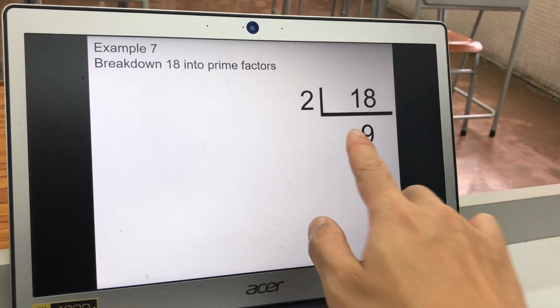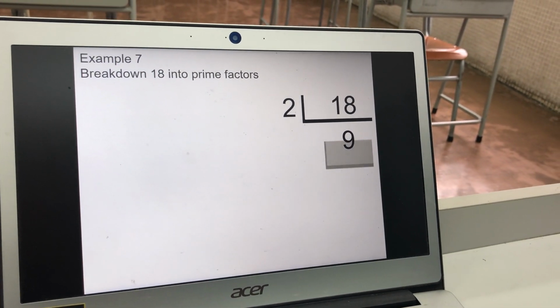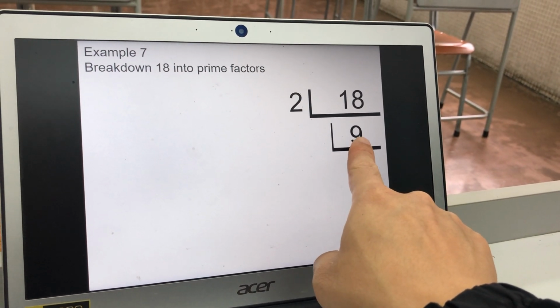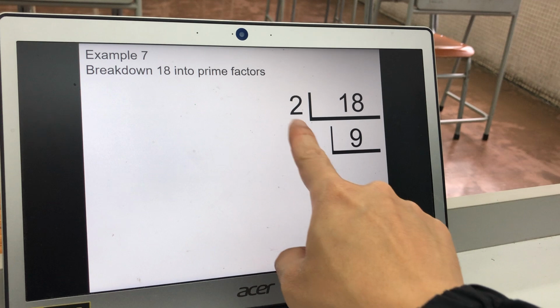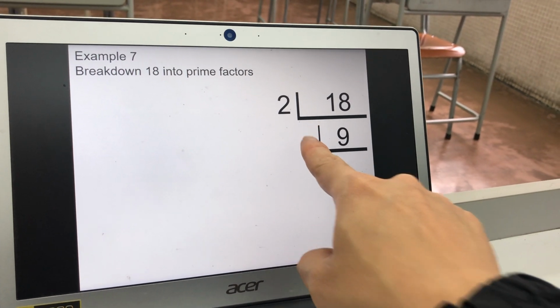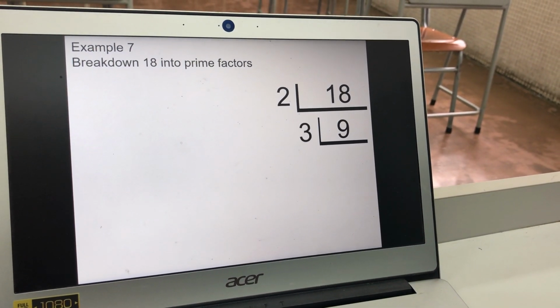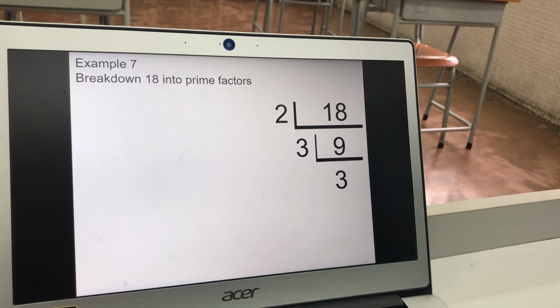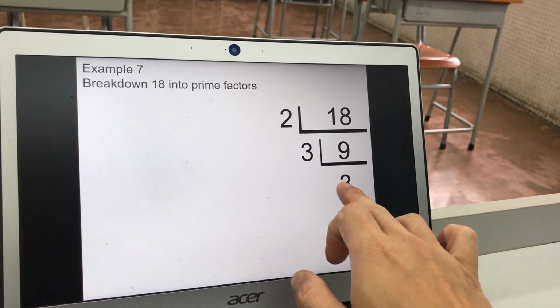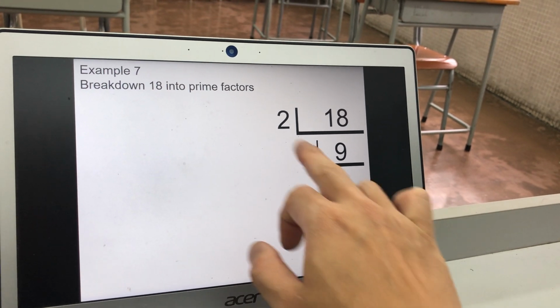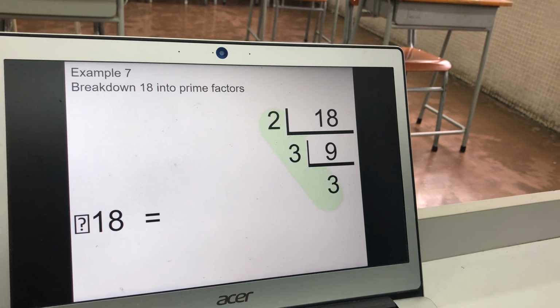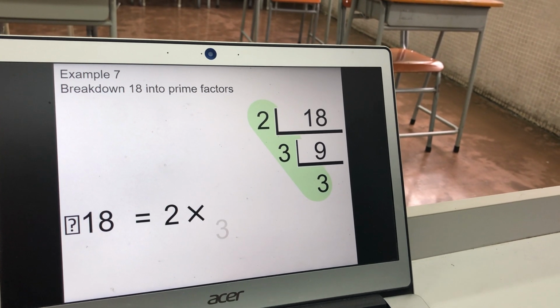So 9 divided by what number? Is 2 okay? No, because 9 is not an even number. We cannot use 2, we have to use 3. 9 divided by 3 will become 3. Alright? But 3 is already a prime number, so we should stop here. That means 18 could be written as 2 times 3 times 3.